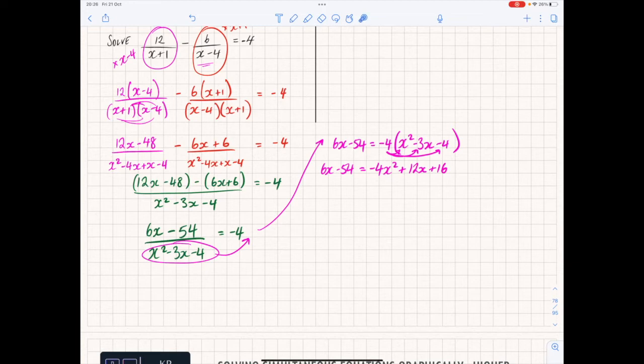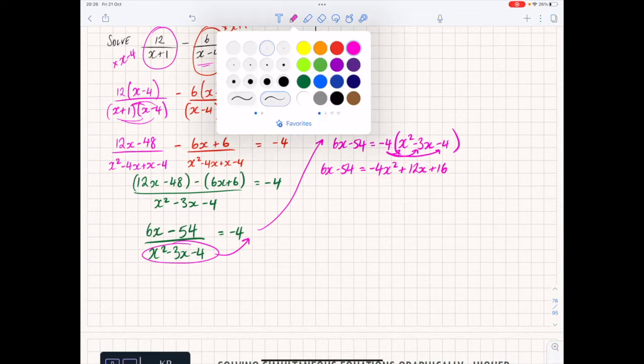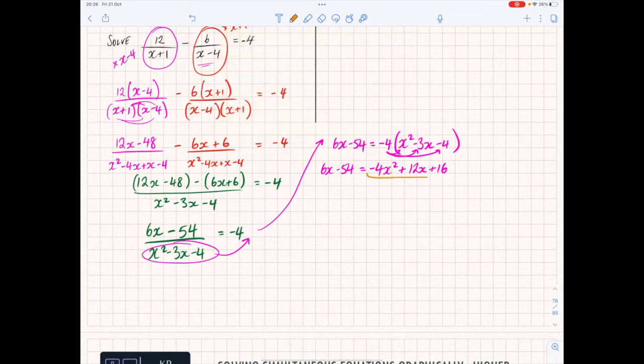We've now got a quadratic that we're going to look to solve. So what we're going to do is take all of this over this side. The reason I'm doing that is because I need to make it equal 0. And at the moment it's a minus 4x squared. I want the x squared value to become positive. So the 6x minus 54 hasn't moved, so I can just write 6x minus 54. Instead of being minus 4x squared, it becomes plus 4x squared. Instead of being plus 12x, it becomes minus 12x. And instead of being plus 16, it becomes minus 16. And it equals 0.